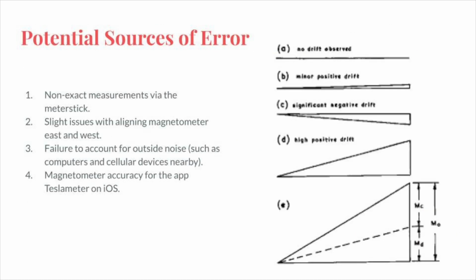Some potential sources of error that were included in this lab were the non-exact measurements via the meter stick, slight issues with aligning the magnetometer east and west, and failure to account for outside noise such as computers and cellular devices nearby. The magnetometer accuracy for the app Teslameter on iOS may not have been perfectly exact as well.